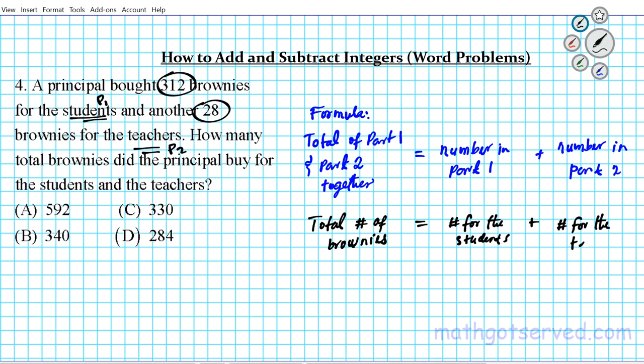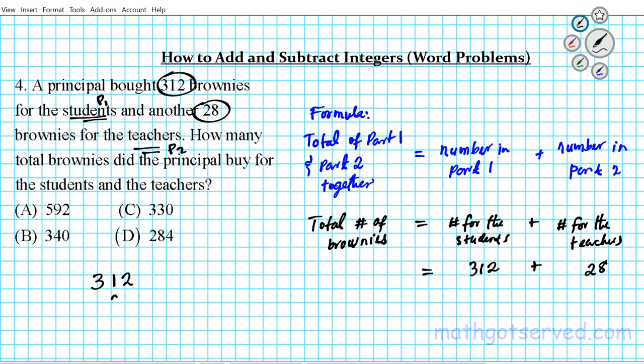And we're going to put it into this formula right now. So the number of brownies for the students is 312, plus the number of brownies for the teachers, which is 28. Okay? So let's add it up. 3, 1, 2.